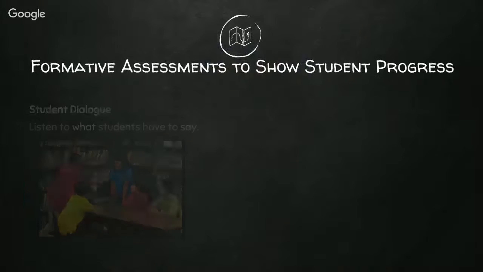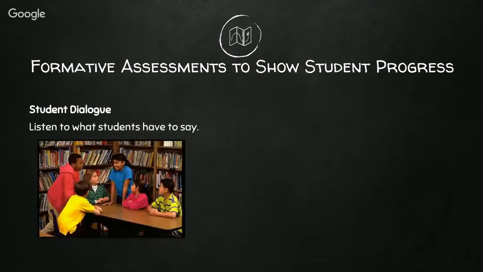Next, let's talk about student dialogue. When you give students an opportunity to turn and talk or have a table discussion, students will be really honest with one another about what they know. So if you are diligent in listening in on those conversations, you will quickly learn where students are in the learning process.